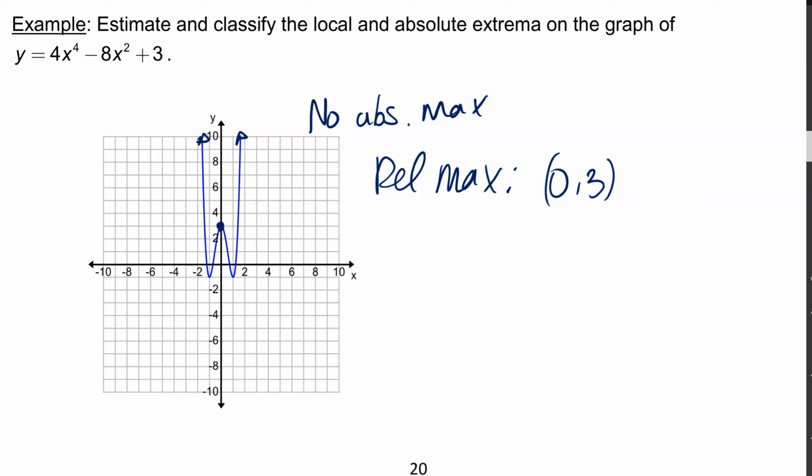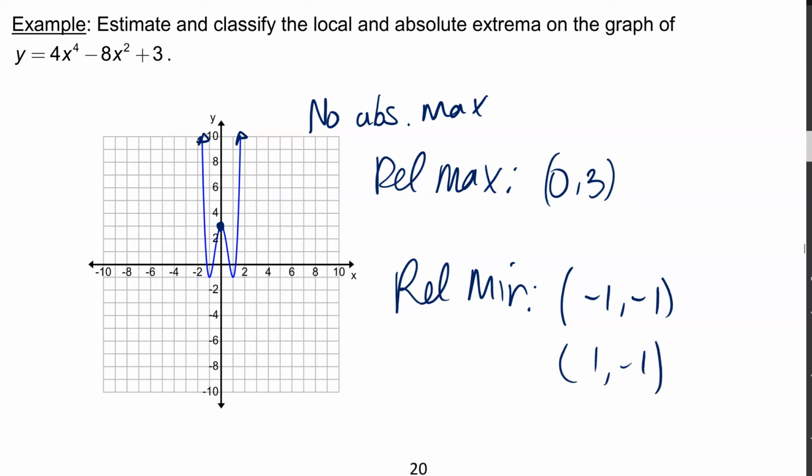And what about my min? Do I have an absolute minimum? No, because there can only be one, and they're twinsies. So I have two relative mins, at -1 and at 1, both at -1. Because there's two, there's not one absolute.